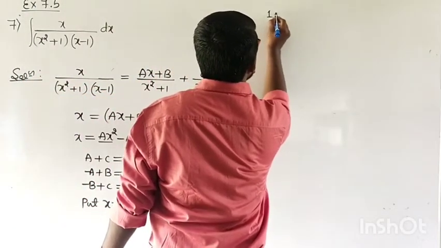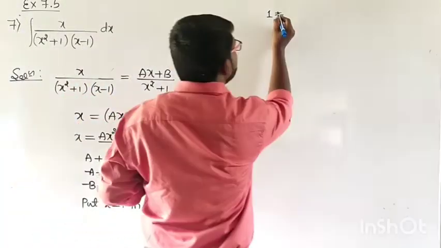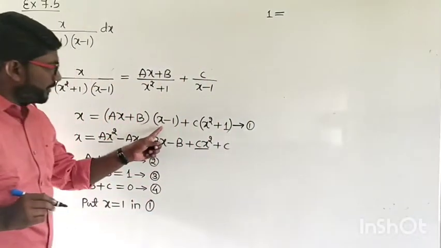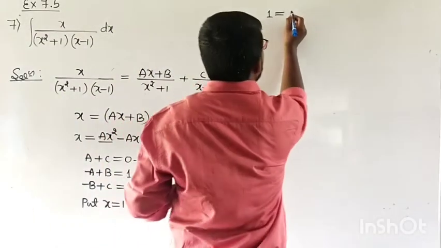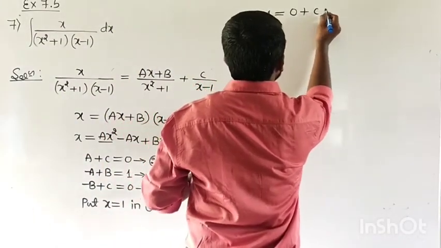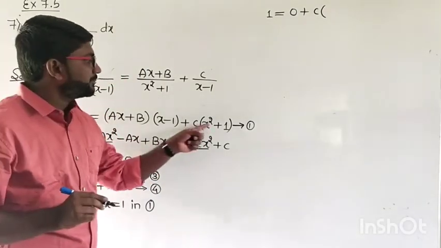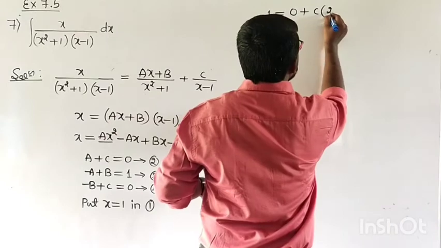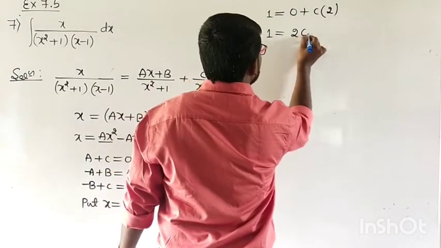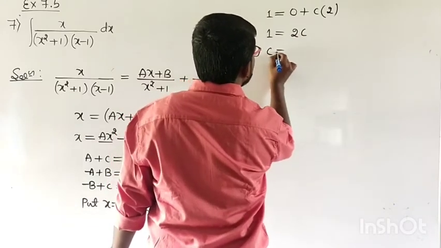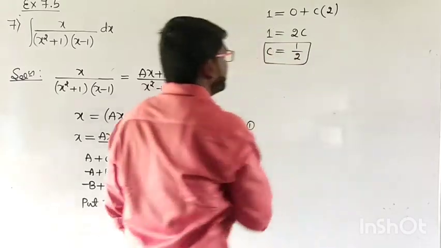1 which is equals to, the LHS becomes 1 now, it is x. Then into, so here 1 minus 1 it is 0. 0 into anything is always 0. The first term is 0. 0 plus c into the bracket. So take x as 1 now. 1 square it is 1. 1 plus 1 it is 2. So now 1 which is equals to 2 times c, or c which is equals to 1 by 2. So we have got the value of c.